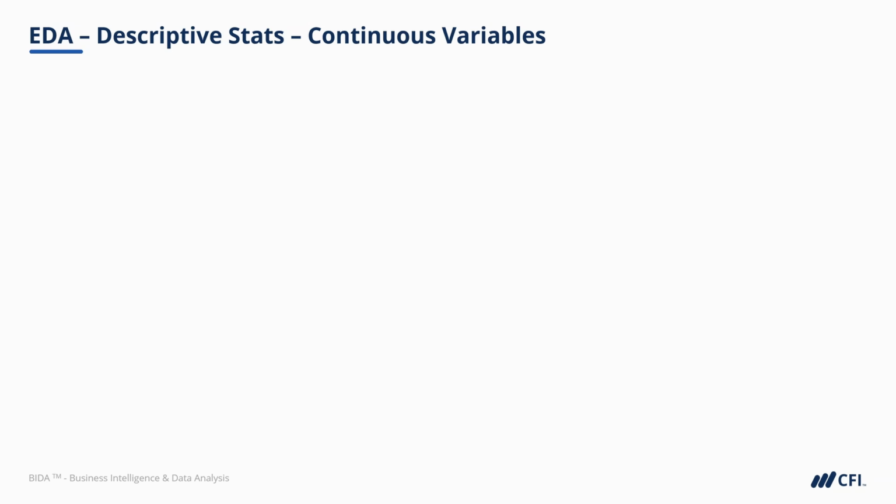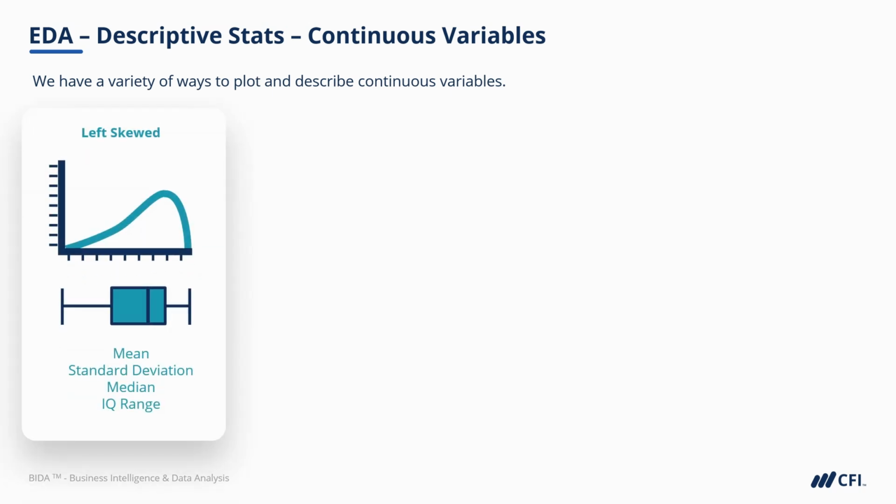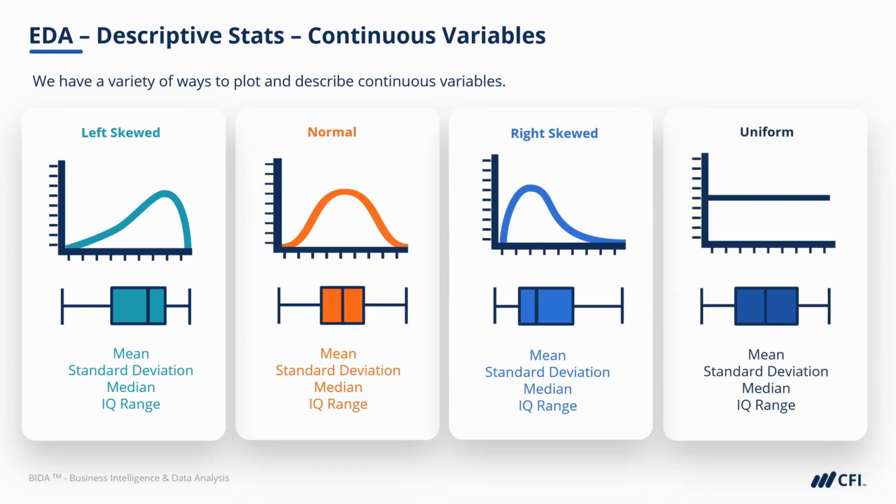Continuous variables like age or credit score are generally the easiest to work with, and we have a variety of ways to plot and describe them. In this example, one of our features has a left-skewed distribution, which we can show with a frequency chart, or with a box plot, or simply by showing some descriptive statistics. And we can do the same thing for all sorts of different distribution shapes. So learning to understand how different distributions translate into different box plots and their statistics is really going to help you make the most of your exploratory data analysis.